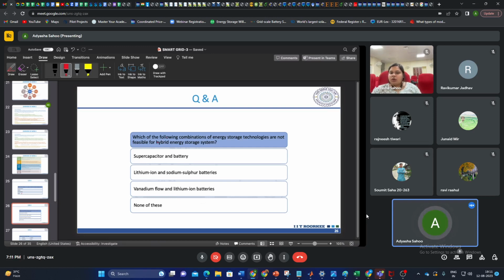So we talked about hybrid energy storage systems, right? These are a combination of high power and high energy density types of storage system. So one high power and one high energy density technology are integrated to form a hybrid energy storage system. Accordingly, can you identify which of these does not have such a combination of one high power and one high energy?